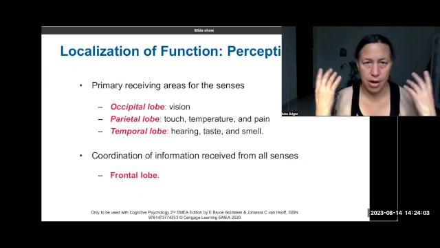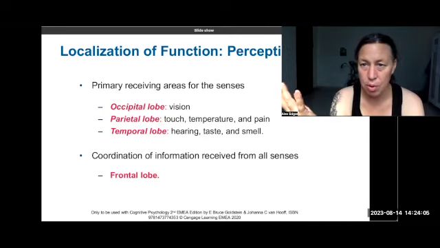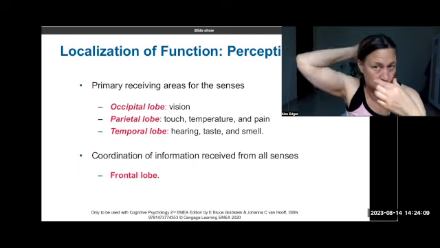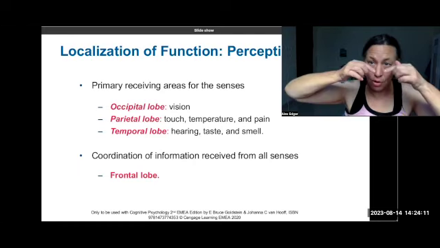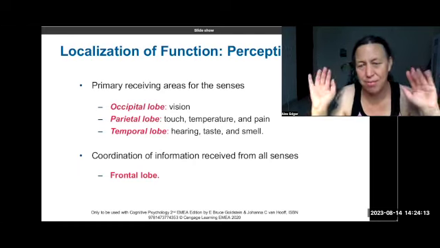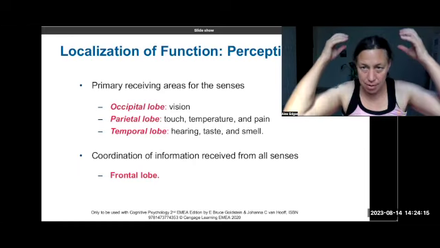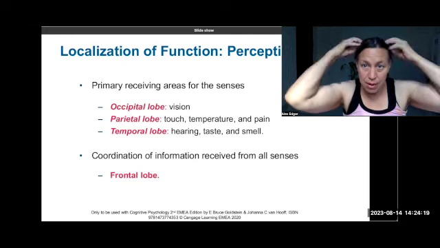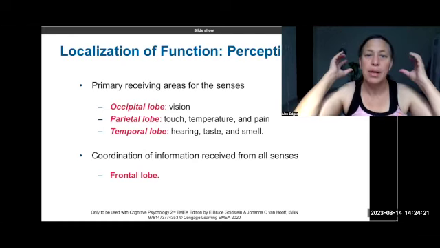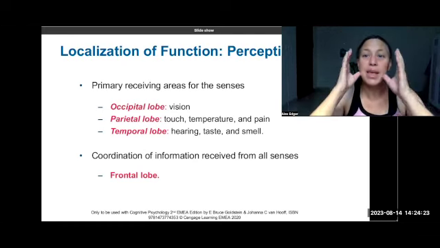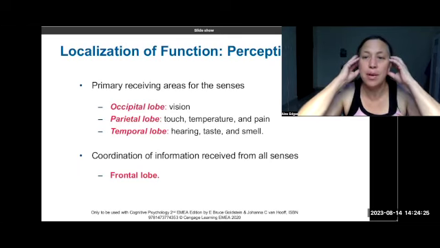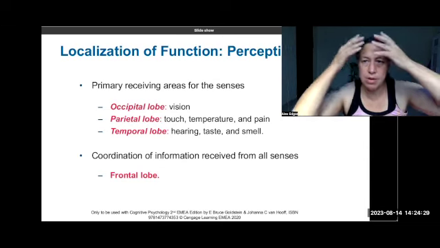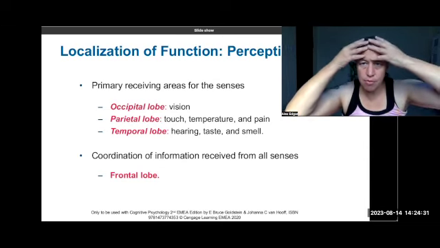Okay, so breaking down localization of function, do you remember which part of the brain is connected with vision? So here's your eyes, here's your occipital at the back. So it's like it goes straight through the head. It doesn't really, but it's easier to remember. Parietal up here, touch, temperature, and pain. Temporal, hearing, taste, and smell. Coordination of information and higher reasoning and decision-making: frontal.